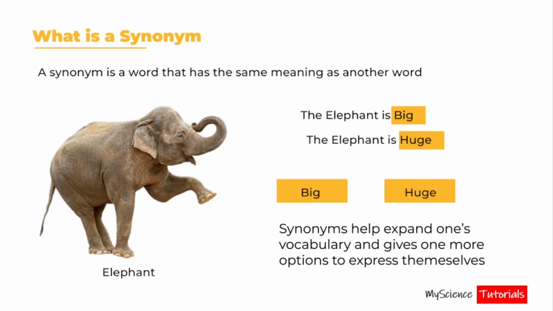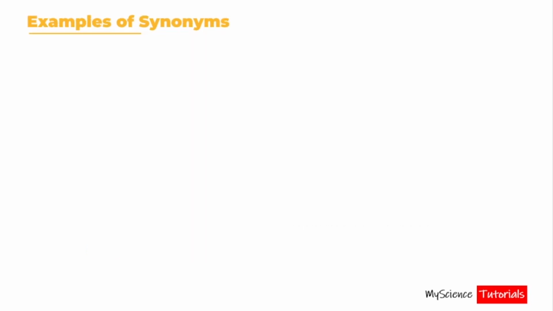Alright, so let's have a look at more examples of synonyms and what other words can be used to replace those words. So let's have a look at our first example. So I have a unicorn over here. I can describe this unicorn as beautiful. So the unicorn is beautiful.